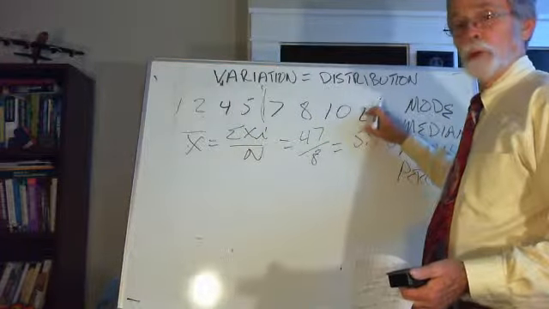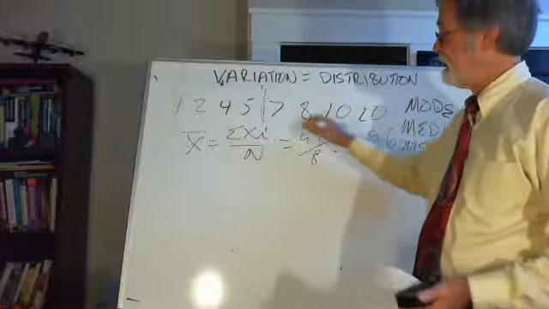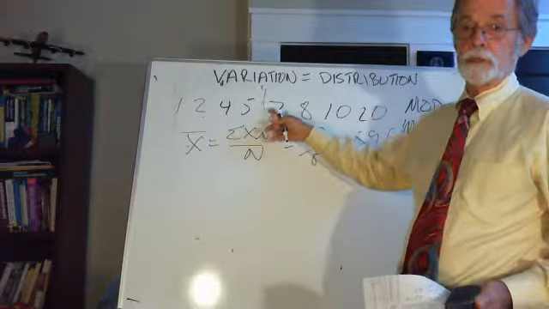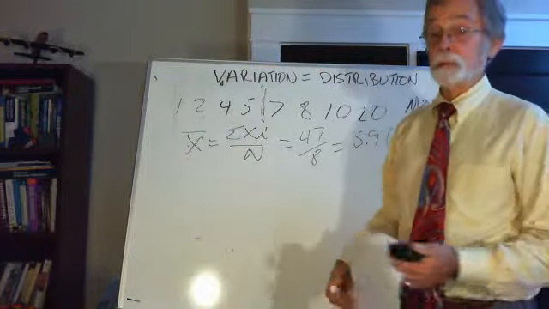This could be 20, 200, 2,000, 200 million, or whatever. The median would stay the same. It's in the center, the geographic center of the distribution. But the mean will change.